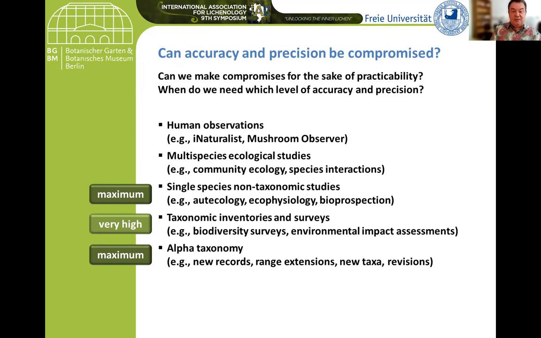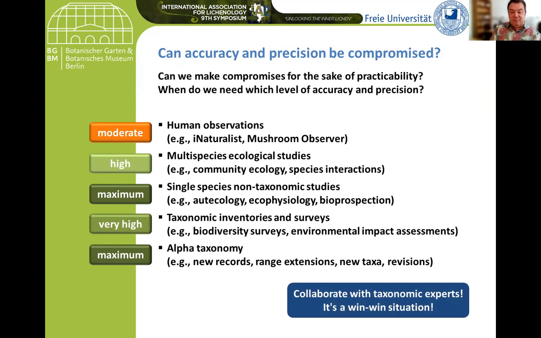In multi-species ecological studies, it might usually be sufficient to have a high level of accuracy and precision. So there is a small amount of compromises we can make. And in human observations, due to the nature of this kind of data, which is mostly just photographs of the morphology, we have to accept in many cases a moderate level of accuracy and precision.